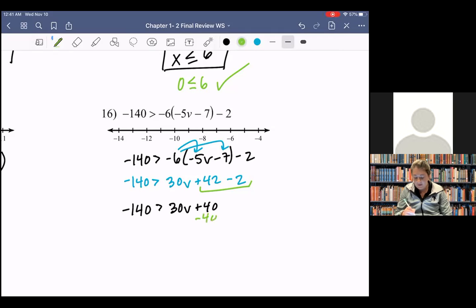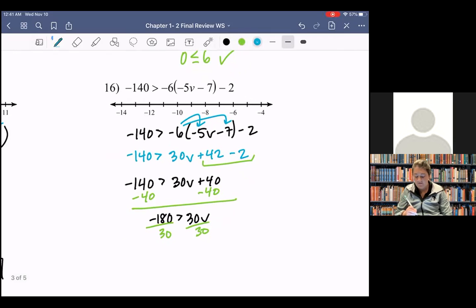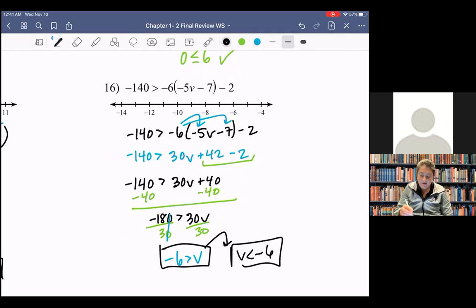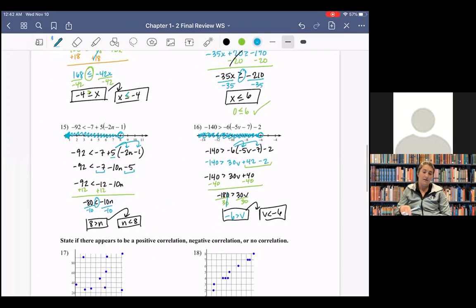I'm going to subtract 40 from both sides. And that will leave me a -180 greater than 30v. I'll divide by 30 on both sides. I'm not dividing by a negative anymore, so I don't need to flip it. But my final answer, I believe, will be -6 greater than v, which I would like to rewrite as v is less than -6. So I'm going to go put an open circle on -6 and shade to the left. Less than is left. Nice. Nice job.